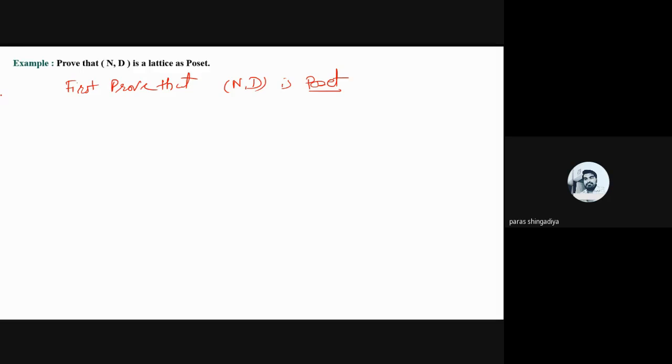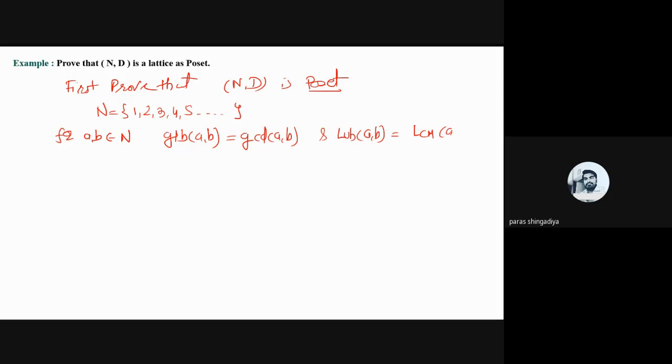And now let's check whether the lattice is a poset or not. Here N is the set of positive integers. This is N. And now for all a, b belonging to N, you have to check the GLB of a, b. Here the relation is the divides relation. So for the GLB of a, b we'll use the GCD of a, b, and for the LUB of a, b we'll use the LCM of a, b.